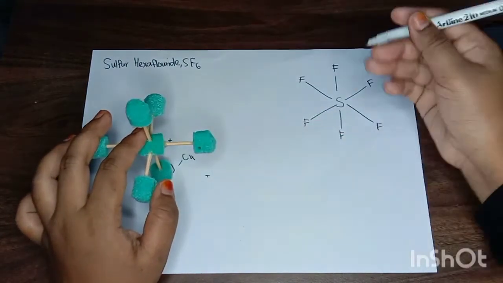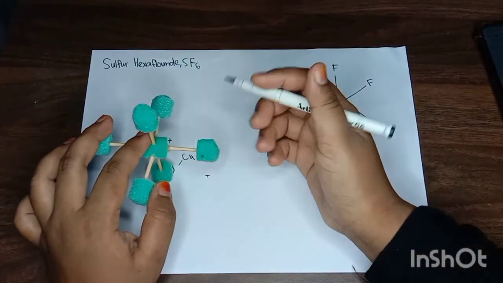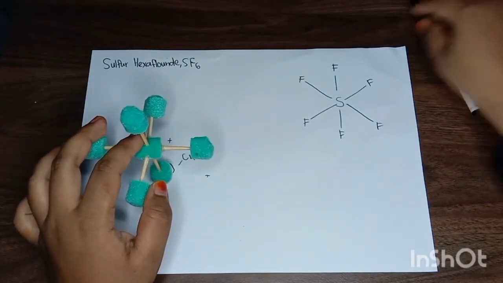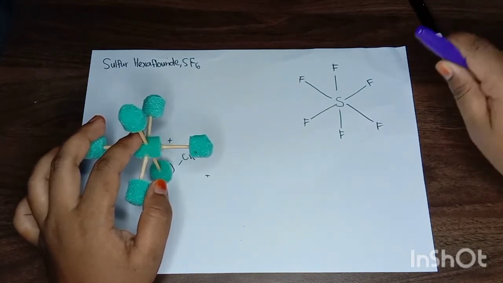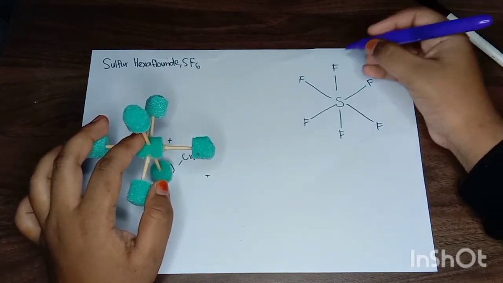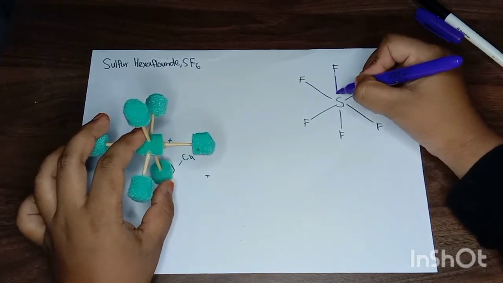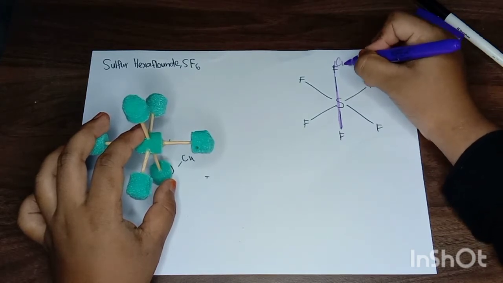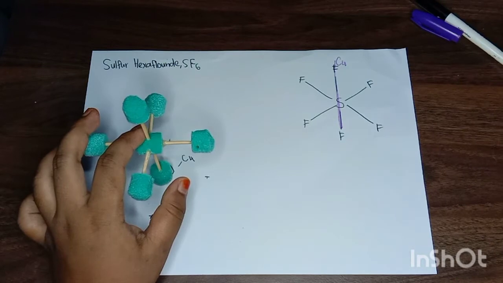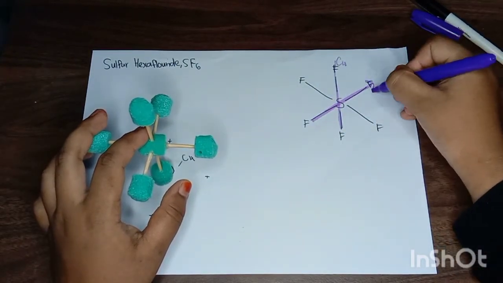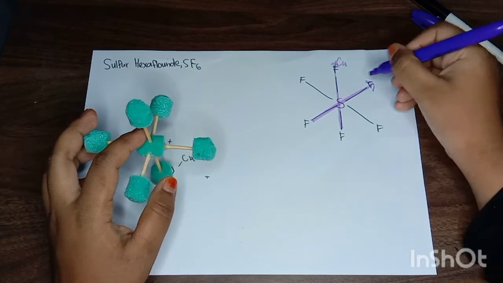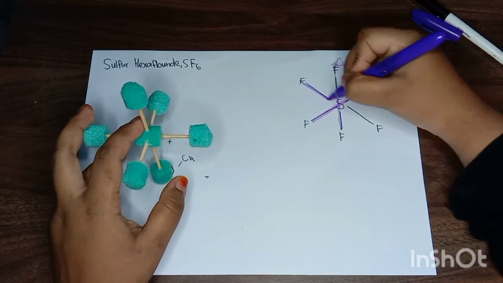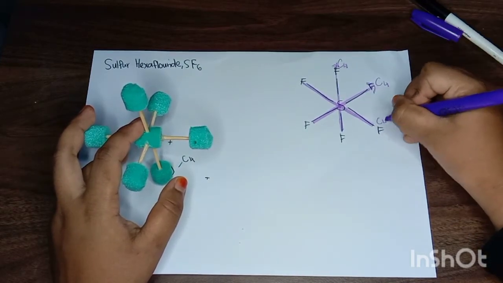Now we need to label where our C4 axis is. We can label it from this. C4 axis is here, C4, here also C4, here C4, also C4, and here C4.